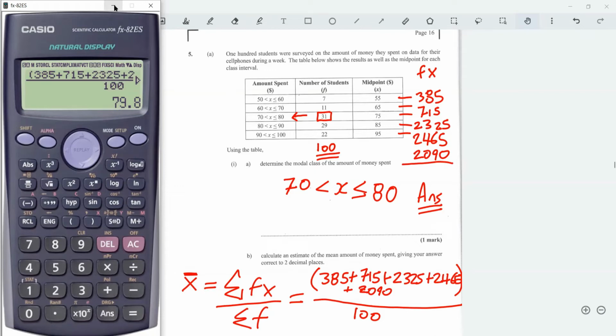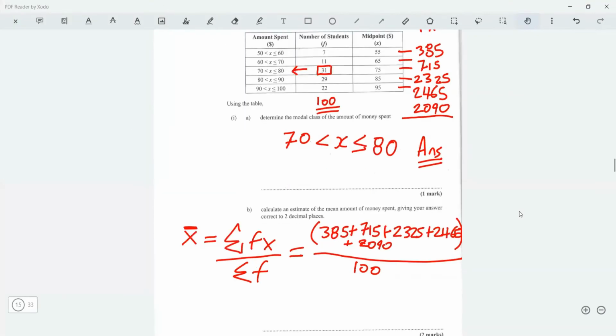We'll put that in the calculator, and so we get 79.8. That's the mean. If you get a fraction, remember to press the S/D, that will give you the decimal equivalent. So the mean is 79.8, and remember, it's dollars. That's an estimate of the mean. That's it. Nice.